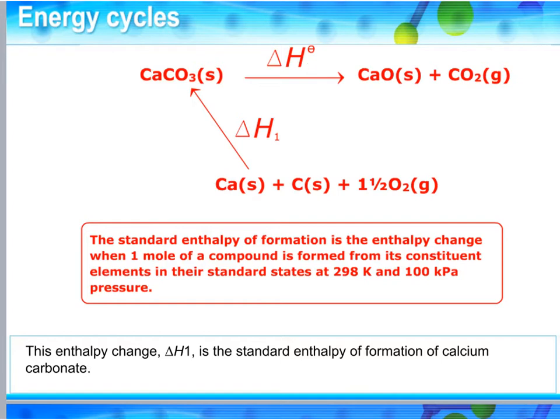So what we can now do is, let's first of all look at the enthalpy change of the formation of calcium carbonate. So here are the elements. This enthalpy change here, delta H1, is the enthalpy of formation of calcium carbonate. So there it is, the enthalpy of formation of calcium carbonate.